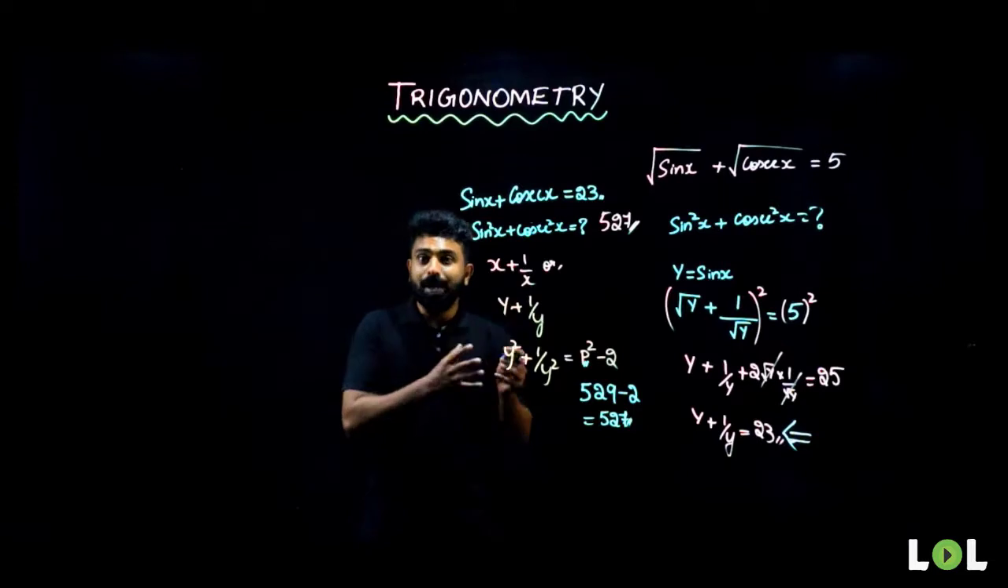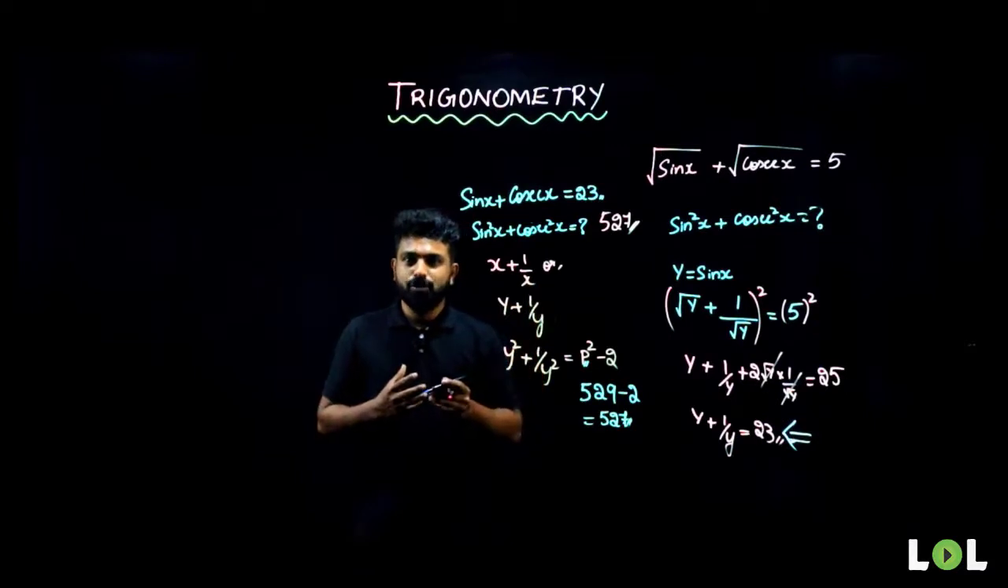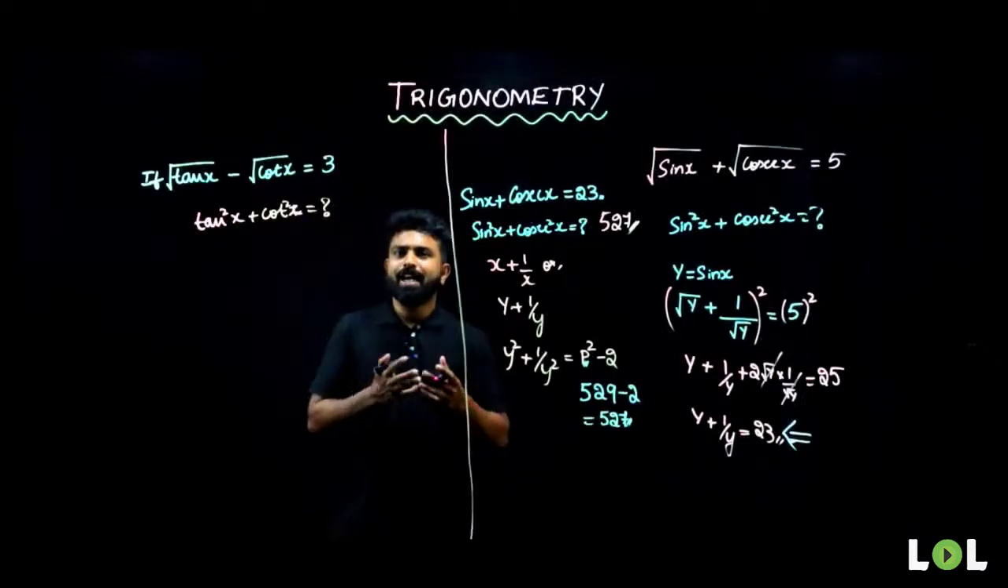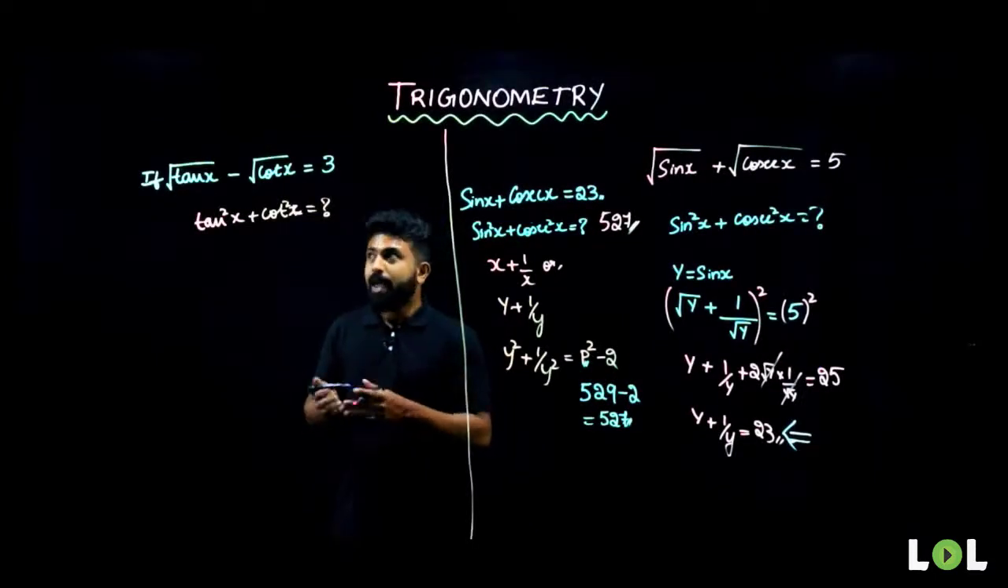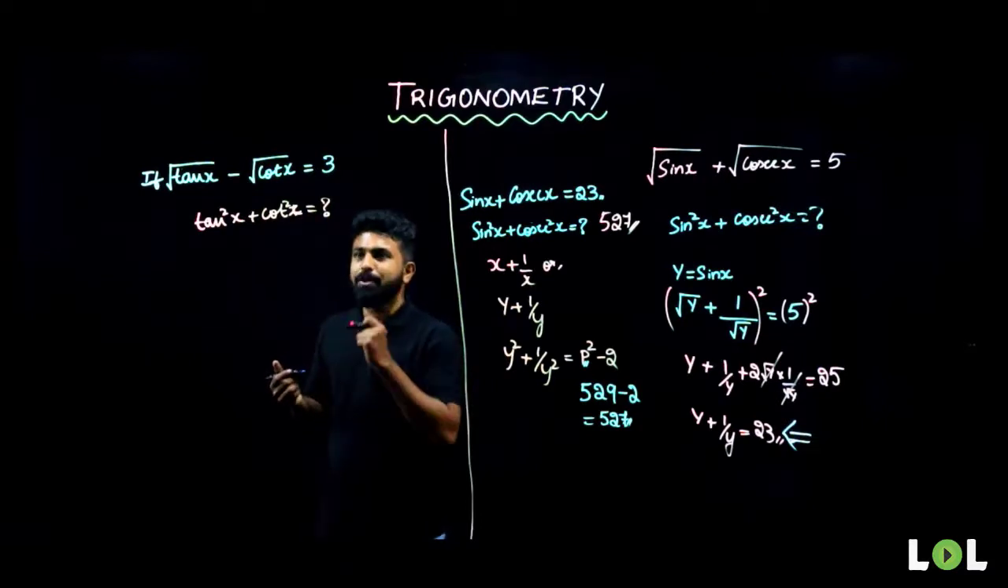This is the same question that they had asked, but I'm twisting it in different ways so that you can apply all this in your examination. So that no matter how they twist the question, you must be able to answer all these. So let us look at our next question here. What does it say? If root of tan x minus root of cot x is equal to 3.